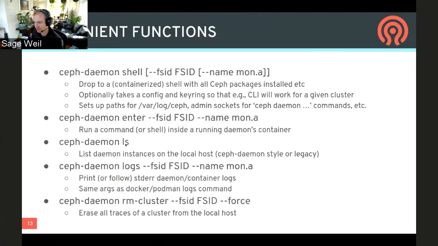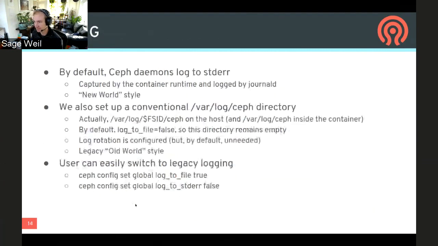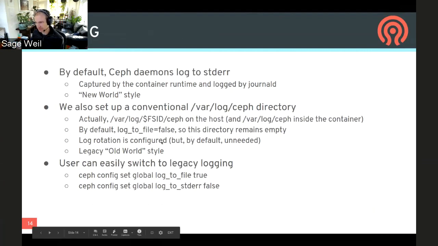So you can do shell, ls lists daemons on the node, logs will tail logs. You can delete clusters. By default, everything logs to standard error, so it goes into journald. But we also set up /var/log/ceph directories in sort of the traditional style. So if you want to use traditional logs, you can do a config option and those will get turned on. And all the paths are set up regardless of which you choose. This is also convenient if you need to go debug a cluster. You can just flip the switch and you can get the sort of fire hose of logs to do that.